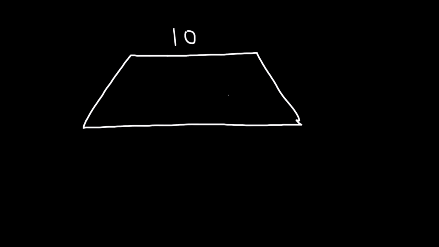Next up, we have the area of a trapezoid. So let's say the first base has a length of 10 and the second one 20. And let's say the height of the trapezoid, rather, is 8. Find the area of this trapezoid.